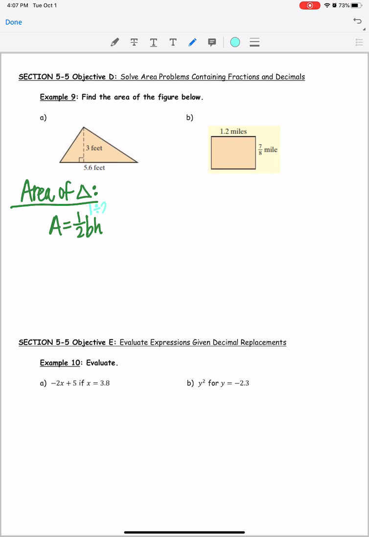1 divided by 2 gives me a 0.5. So I can rewrite this formula as 0.5 base times height. Those two formulas are the exact same thing. Typically, we like decimals more than fractions, even though we still don't like decimals. So if I'm using this formula here, now just plug everything in. So I've got 0.5 times my base of my triangle is at 5.6 times the height of my triangle, which is 3.